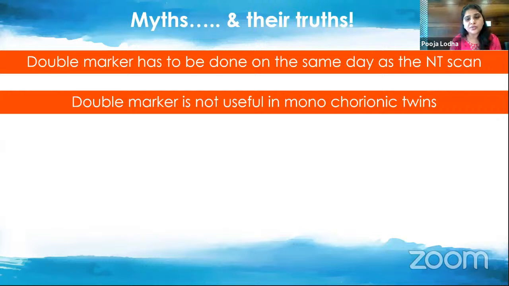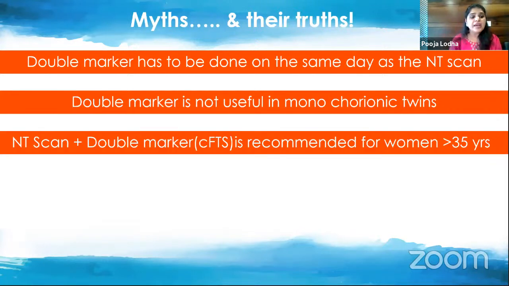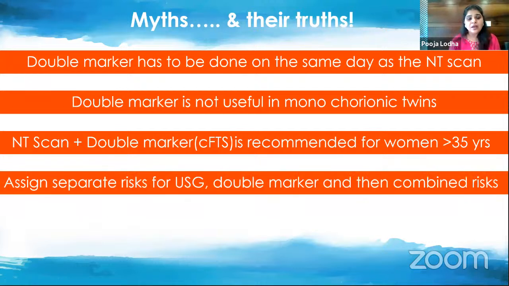Double marker is not useful in monochorionic twins. This is a huge myth. We've seen Pratima ma'am speak about it. NT scan and double marker is recommended only for women over 35. No, it's a universal screening for everyone.